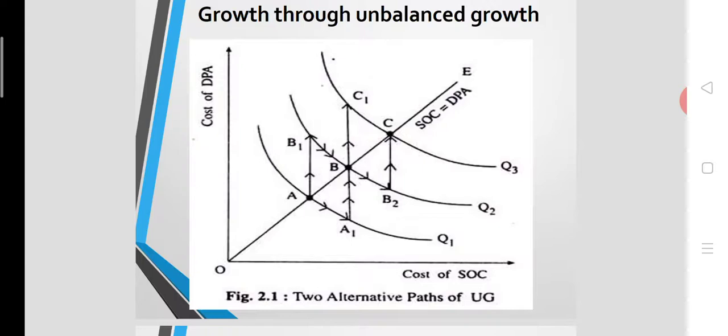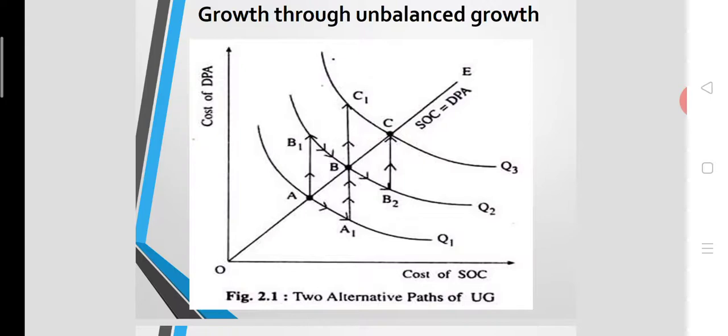Let's look. A is on the lower isoquant Q1. That means it is the lower GDP of the economy. Economic level is too low. So from that level, government makes investment in social overhead capital, or highways are constructed, and investment is massively made. Then A becomes A1. That means this is an unbalancing. No investment is made by the government in direct production activity, but when investment is made by the government on SOC, it will stimulate direct production activities, and A will become B1.